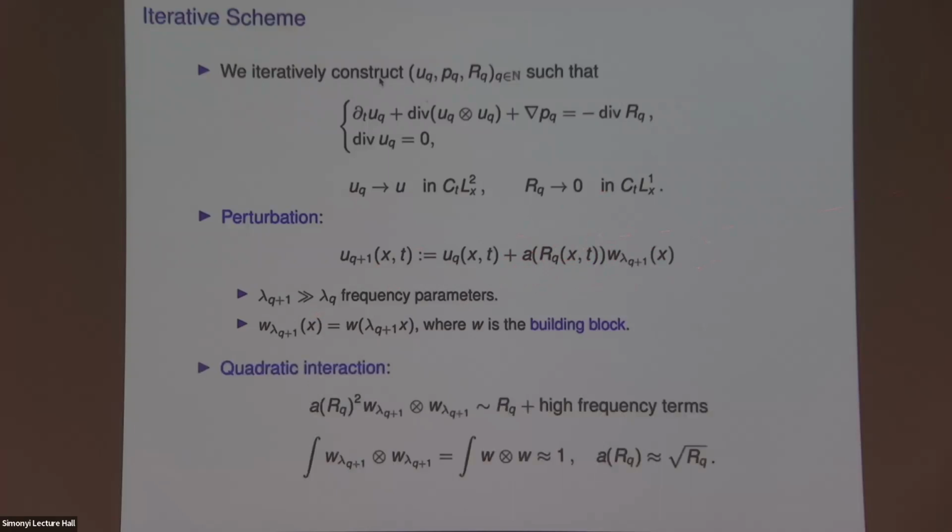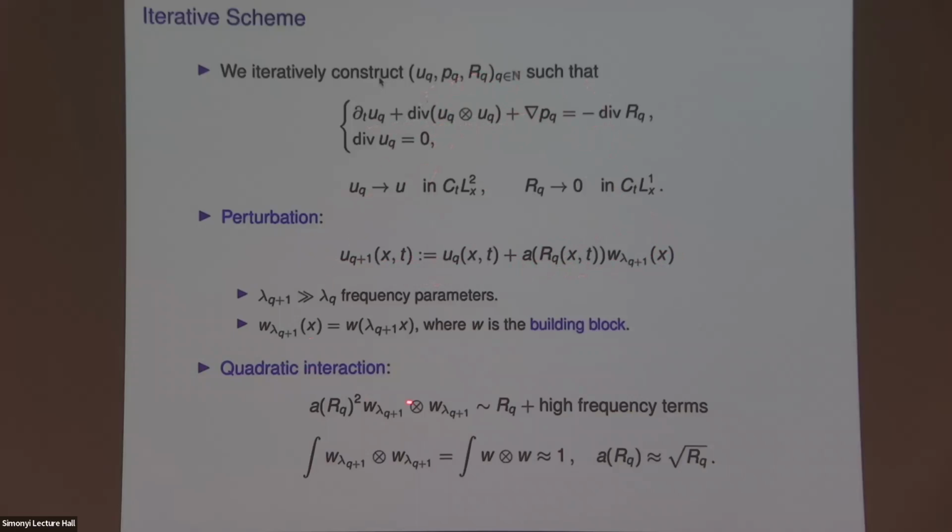Now, the key point is the quadratic cancellation, as a consequence of the interaction between the perturbation and the quadratic nonlinearity of the equation. So when you plug this ansatz into the equation, you get many terms. The most important one is the nonlinear term, the divergence of the perturbation tensor itself. This is the only nonlinear interaction between the high frequency term and itself.